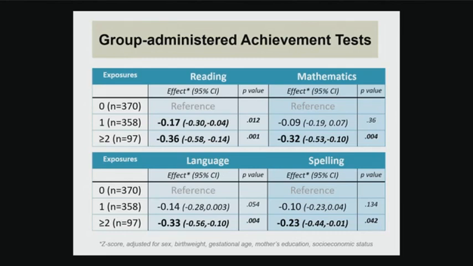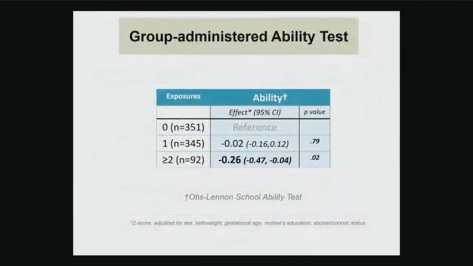By the way, these and all other analyses were adjusted for several factors thought to be important to neural development, such as sex, birth weight, and the like. If you look at a group-administered ability test, you can see a small effect of 2 or more exposures with a group-administered school test that is supposed to be, and it's controversial about whether it actually is or not, some measure of overall ability or intelligence.